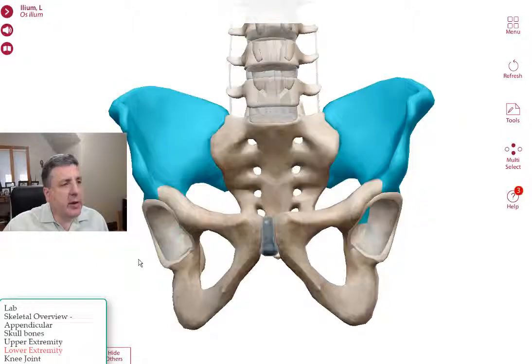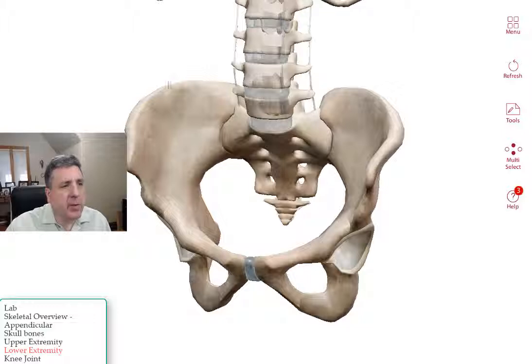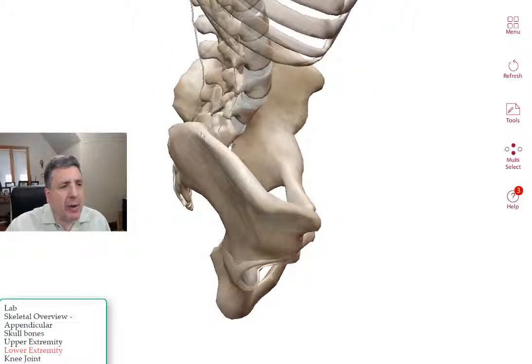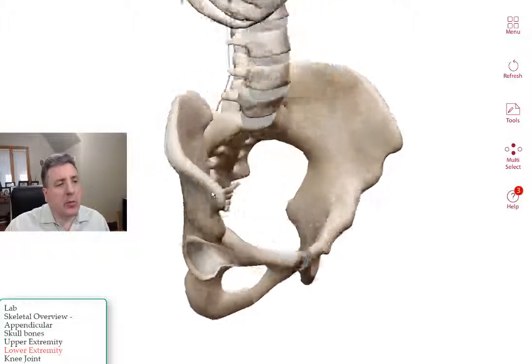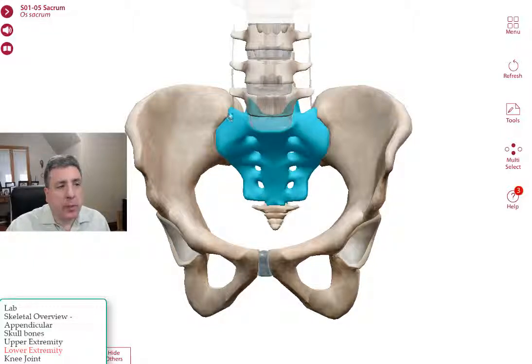Okay, so the ilium, a couple structures that I want you to know here is this ridge along the top. The ridge on the top here, that's known as the iliac crest. Okay, so that's the iliac crest. The ilium articulates with the sacrum at the SI joint.